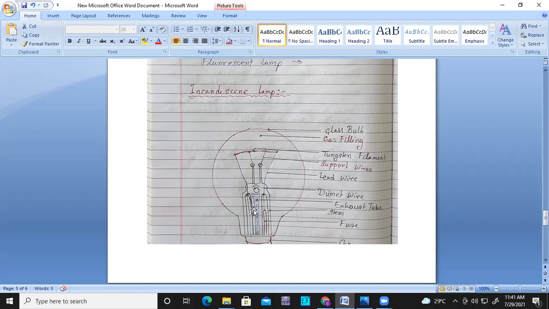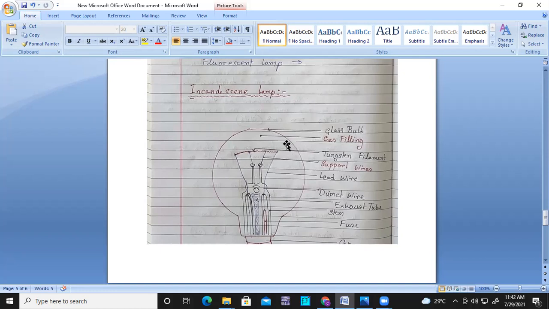And within this there is the dumet wire and the exhaust tube. This is a total glass stem. Stem means a stand, just like in a plant you can see a stem. Sometimes there is a fuse wire, one fuse wire is also used. So now one by one we have to know this.